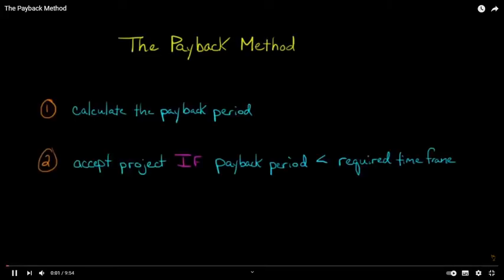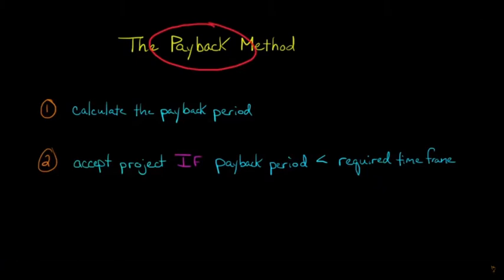In this video, we're going to talk about the payback method, which is a means of evaluating investment opportunities and whether or not to accept a project. The first step with the payback method is to calculate the payback period. What that means is we're calculating for a given investment how long it's going to take to recoup our investment. If we invest $100,000, how long is it going to take for this investment to pay us that $100,000 back? Once we know the payback period, how quickly the project will pay for itself, then step 2: we're going to accept the project if that payback period is a shorter length of time than whatever happens to be the required time frame for our firm.